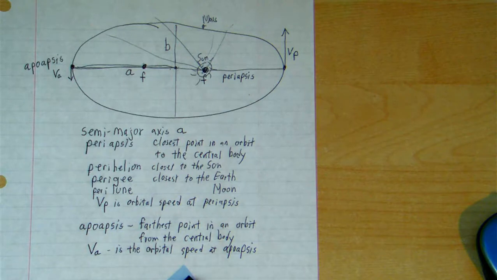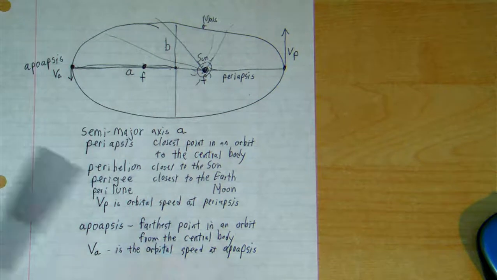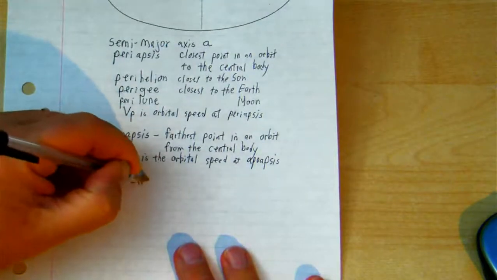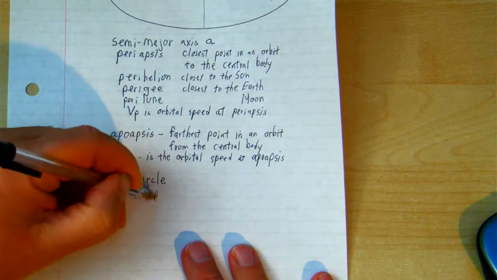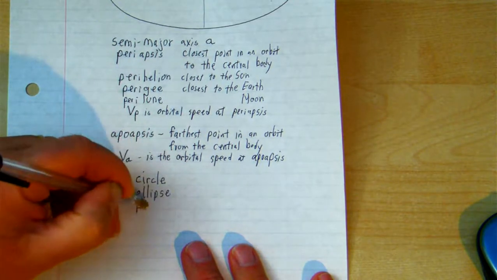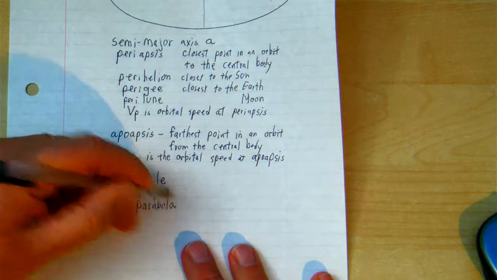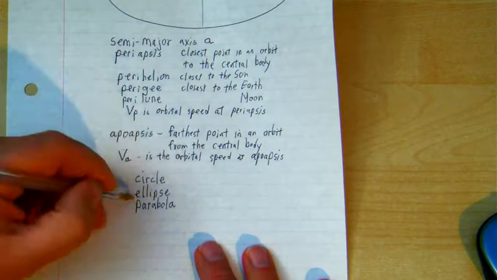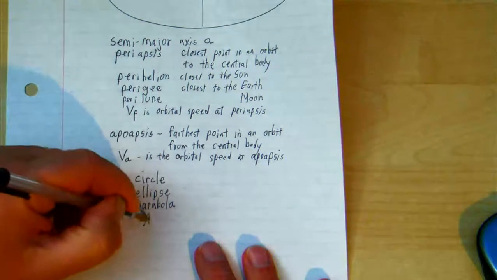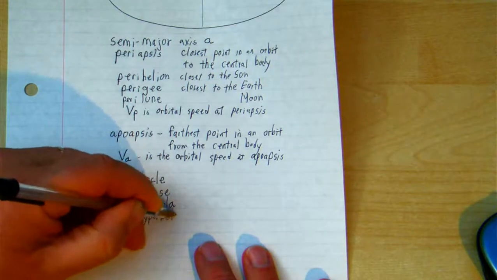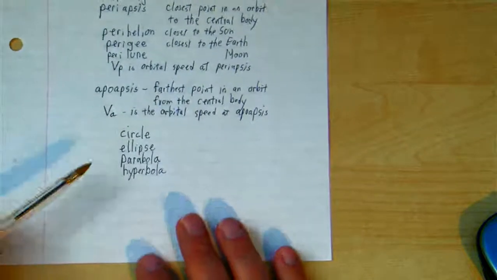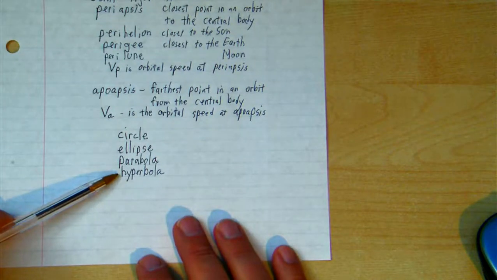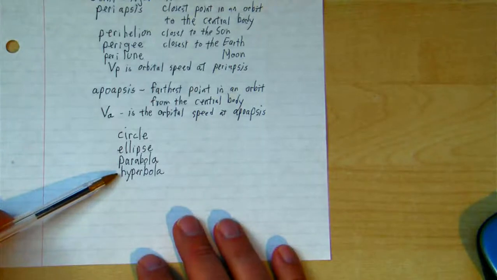And finally, the last conic shape is a hyperbola. Right? So there's the circle, looks good. There's the ellipse. There's the parabola, not just from math class, but actual comets. And then finally, there's the hyperbola. Very, very rarely we will see a comet go whizzing through our solar system on a hyperbolic orbit.